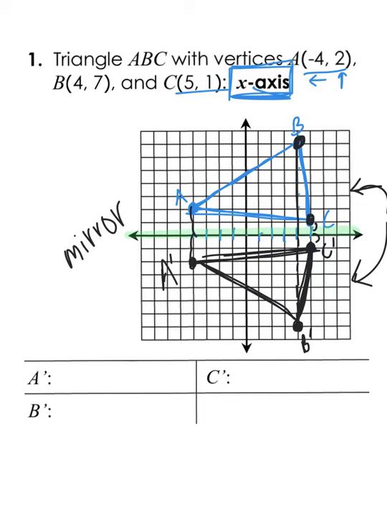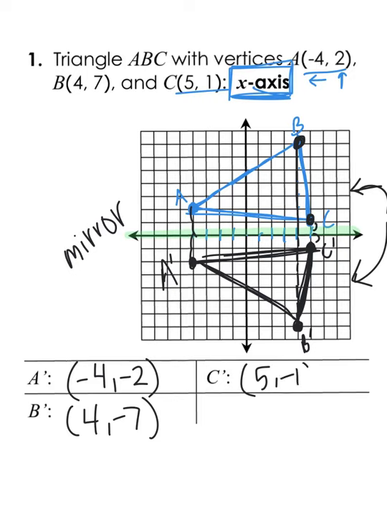And so now you just need to label the points. So A prime is -4, -2. B prime is, I think, 1, 2, 3, 4, down 7. And C prime is 5, -1. And remember the rules back on the last page. If you want to go back, that's fine. The rule is to keep the x value and negate the y value. So whatever the y value is, it's the opposite.